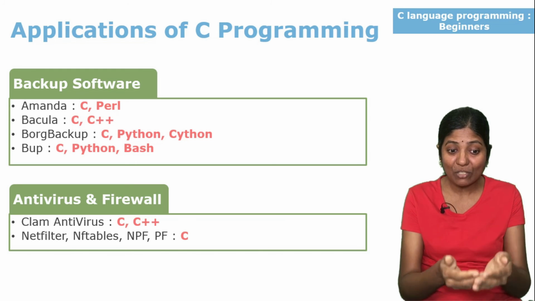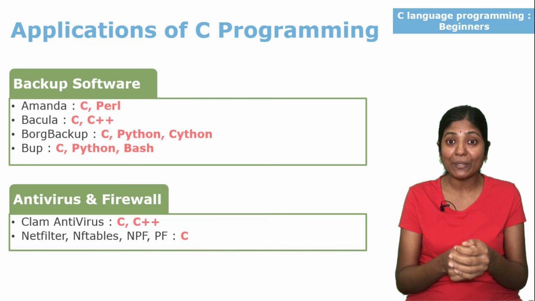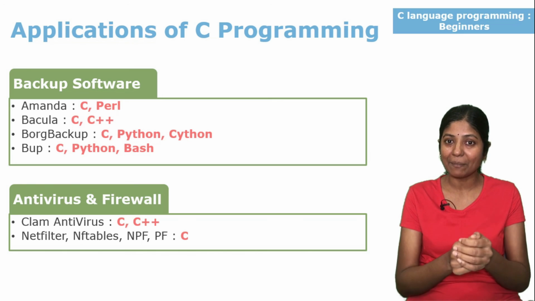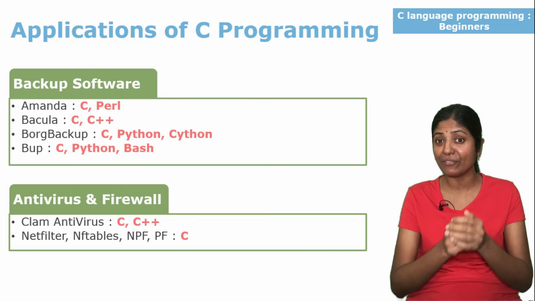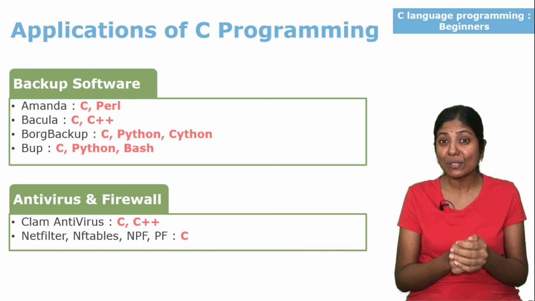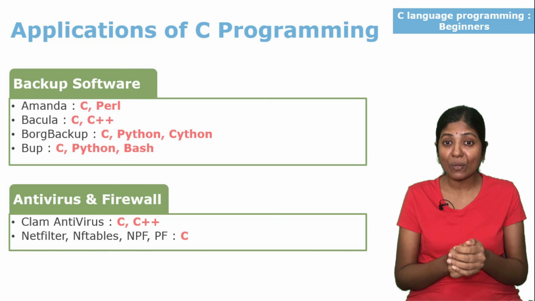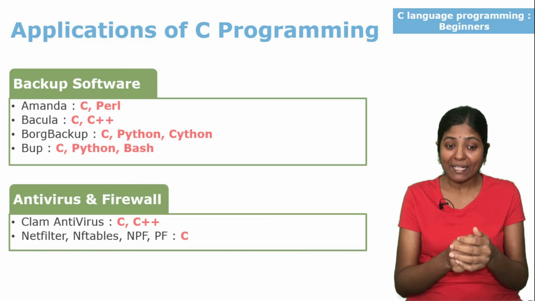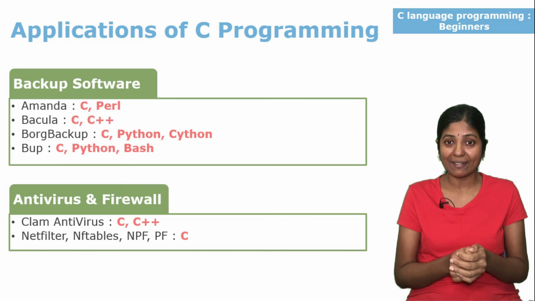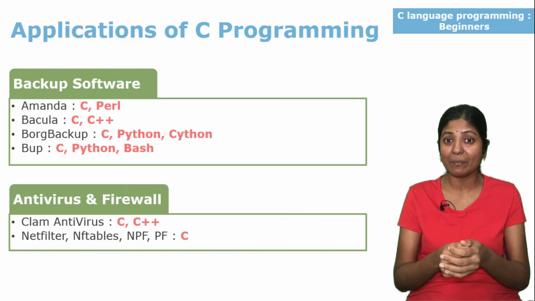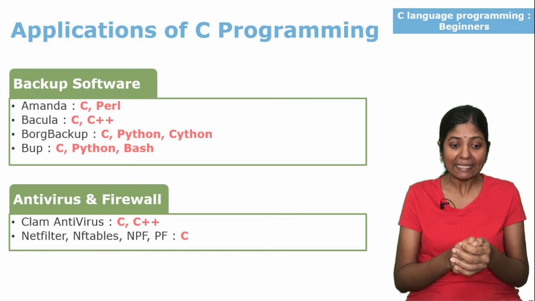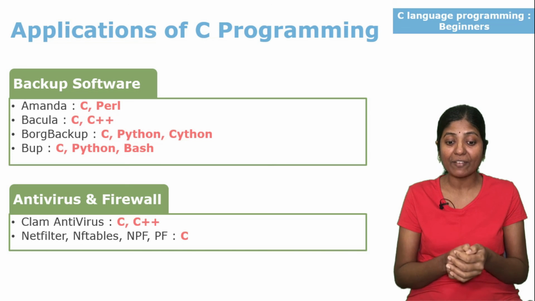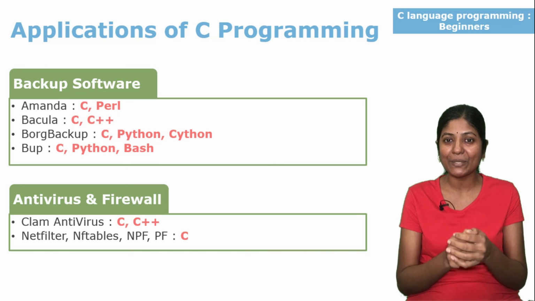These are examples of backup software which are developed using C language: Amanda, Bacula, Borg Backup and Bup. And also antivirus and firewall software. These are also very important. They must be installed in our system to protect our information from external attacks. So, antivirus software like ClamAV, usually we call it Clam AV. AV means antivirus. And firewalls like Netfilter, nftables, NPF and PF were also developed using C language.